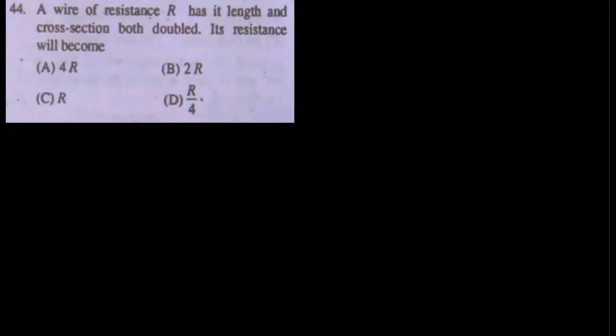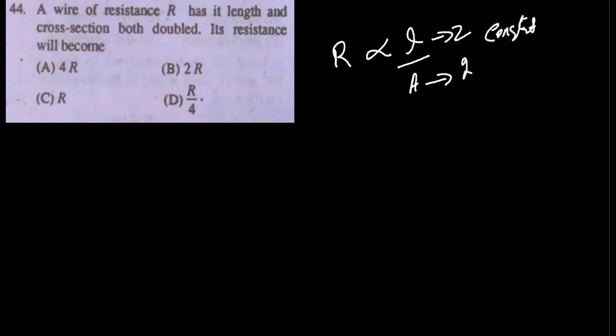Okay, next MCQ: a wire of resistance R has its length and cross section both doubled. Its resistance will become? As we know, resistance has a direct relation with length, but it also has an inverse relation with area. So if you double this and also double this, then your resistance will remain constant. So that will be option C, R.